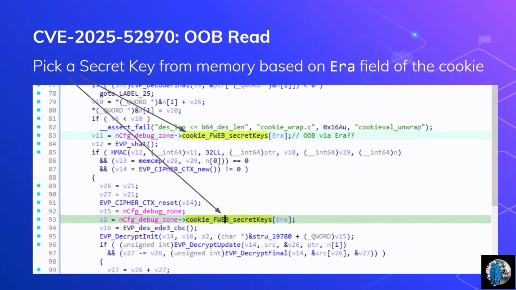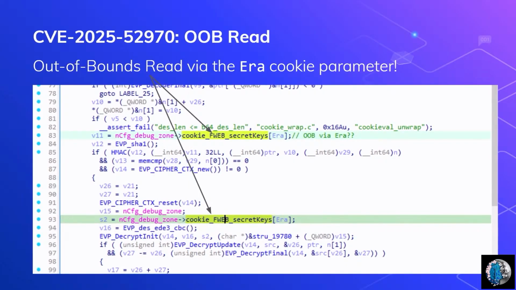And it's doing that by picking a secret key from the memory based on the era field. Now remember the era that I told you before, that I don't know what it is, I don't care what it is, but all I know is that it can be 0 or 1. The vulnerability is there. As you can see, there's an out-of-bounds read via this era parameter.